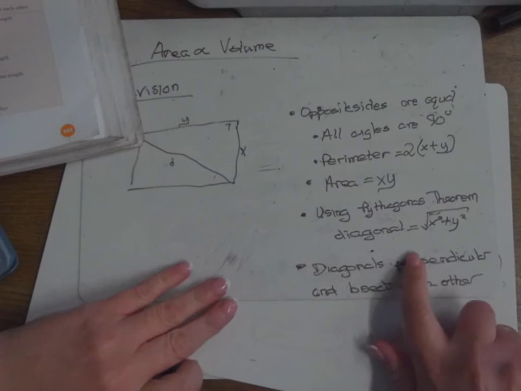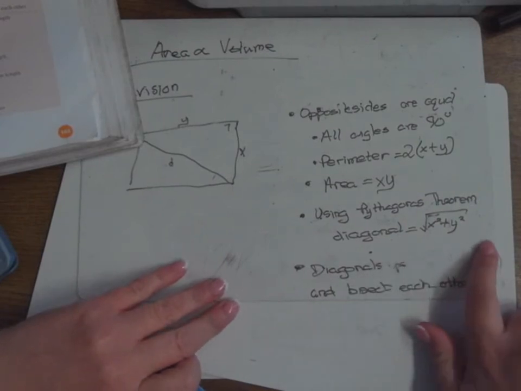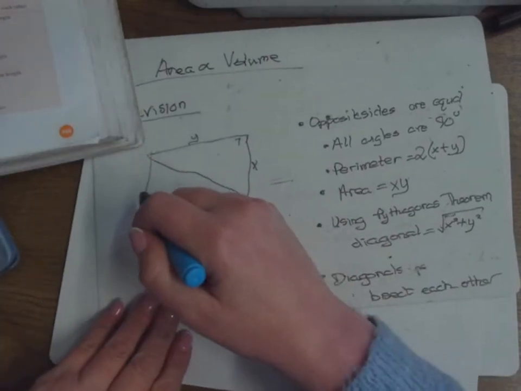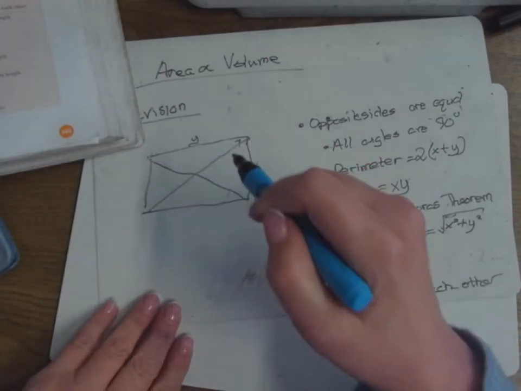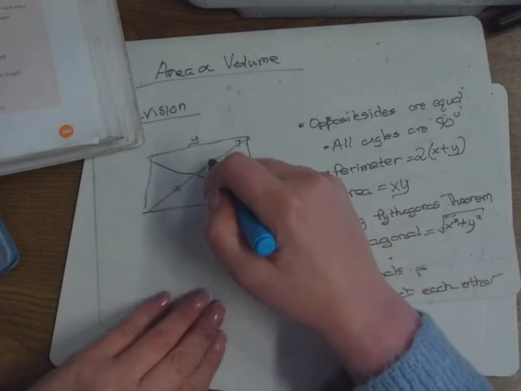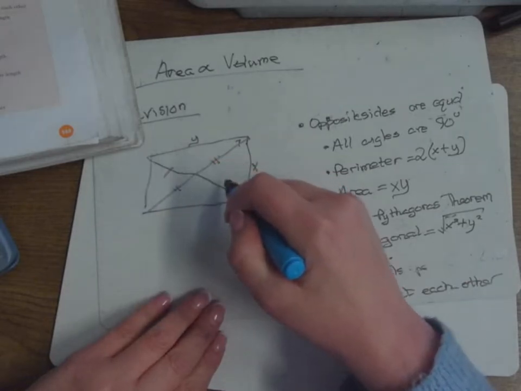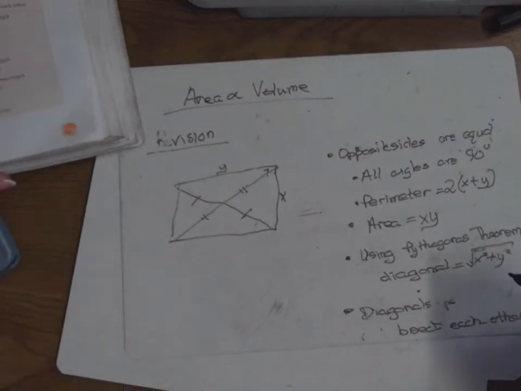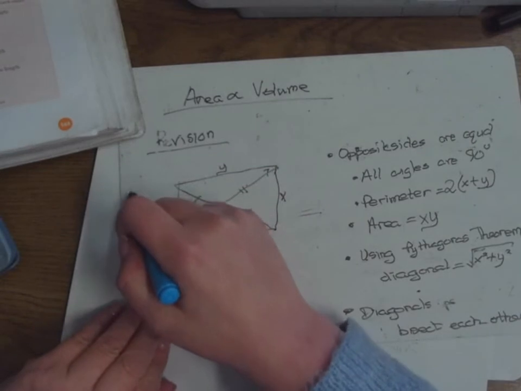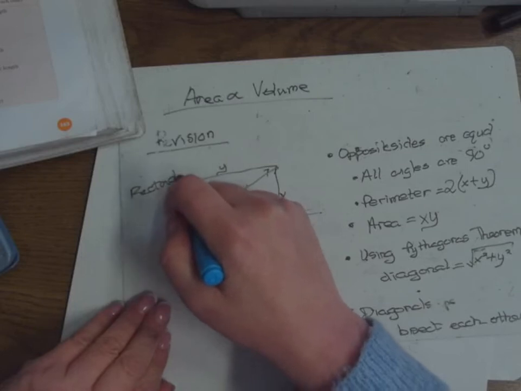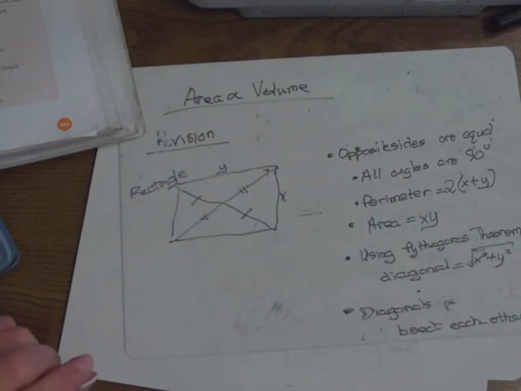Diagonals: they're not perpendicular anymore, but they do bisect each other. So they don't make right angles at the center anymore, but they do bisect each other, so that means the length of that line is equal to the length of that line, and the length of that line is equal to the length of that line. Is that right? So that's rectangles. I never wrote rectangle there. Okay, we good?